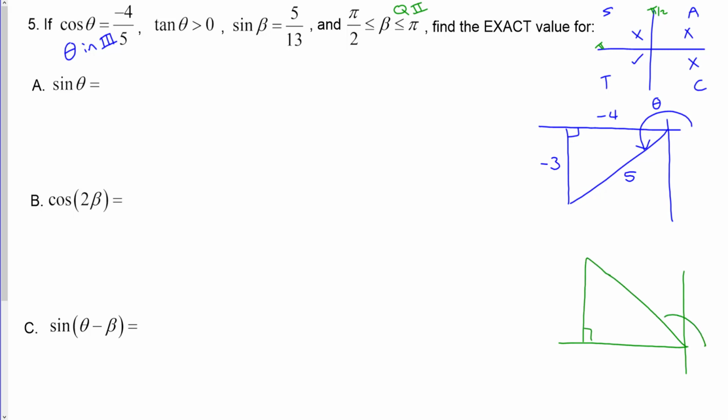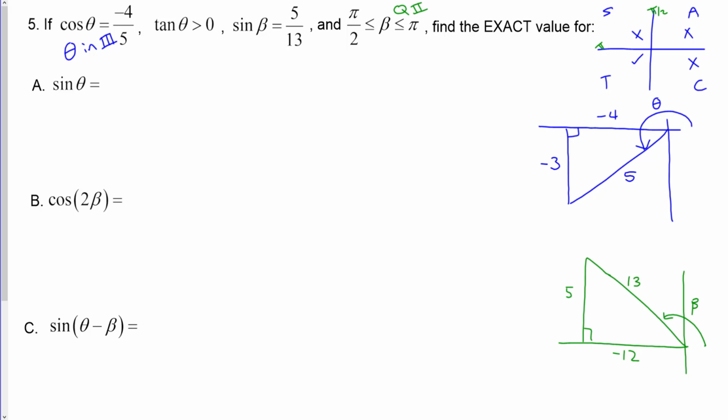So I know the sine of that angle beta is 5 over 13. So that's the opposite side over the hypotenuse. And this is making a 5, 12, 13 triangle, but this side has to be negative 12 because I'm in quadrant 2. If you aren't sure about those sides, you can solve with the Pythagorean theorem.